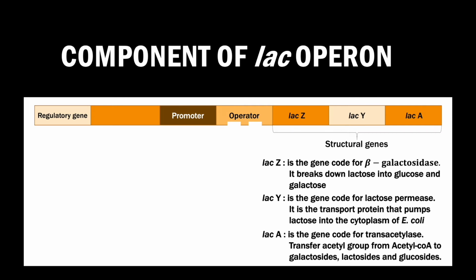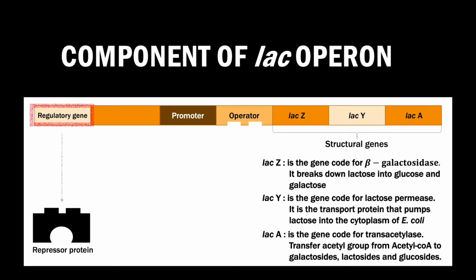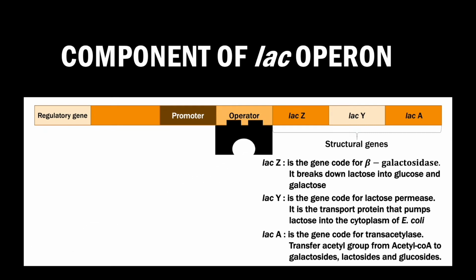Besides structural genes, we have the operator. Operator is the site of binding for repressor protein. Repressor protein is coded by a regulatory gene. This gene can be found upstream from the operon. The regulatory gene is always on. So therefore, the repressor protein is always present in the cytoplasm of the cell. This is how the repressor protein binds to the operator.